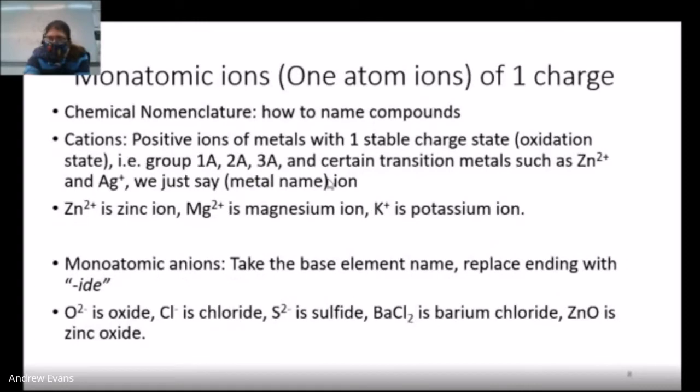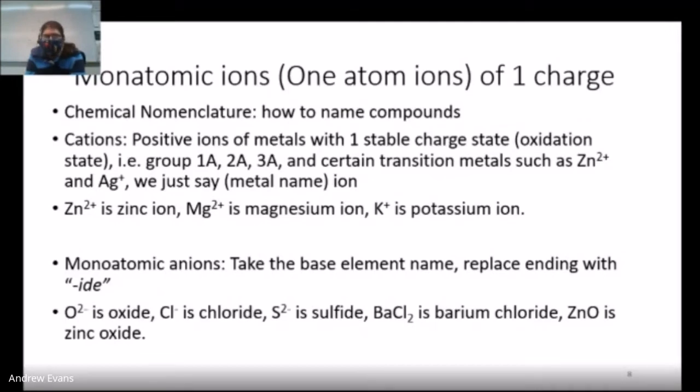Now, if we're just naming a single ion by itself, the positive ions of a metal with 1 stable charge will just be given its name. All these guys, I said 1A, 2A, 3A, those have a stable charge. So when I just say aluminum and I want it charged, I can just say aluminum ion. I don't have to do anything fancy. I just say aluminum ion.